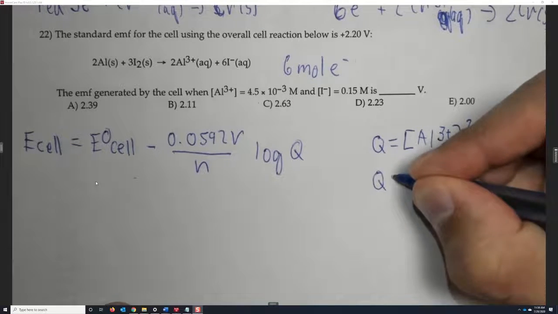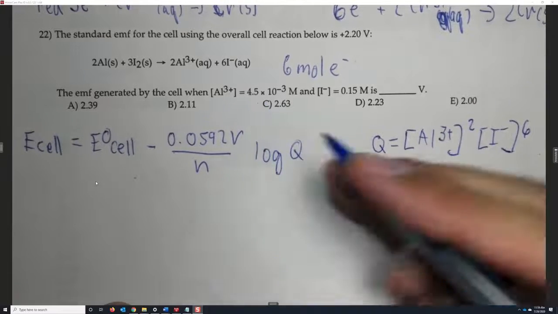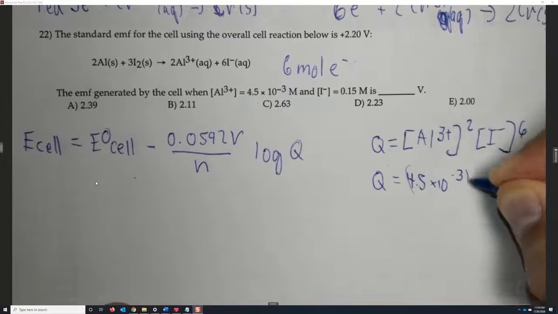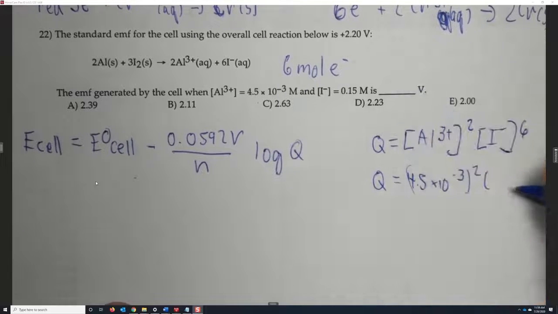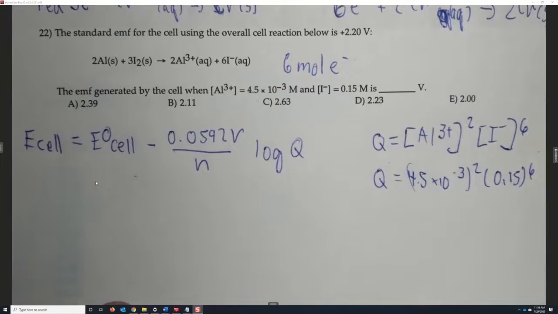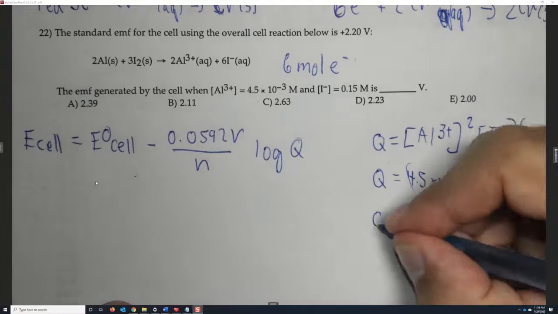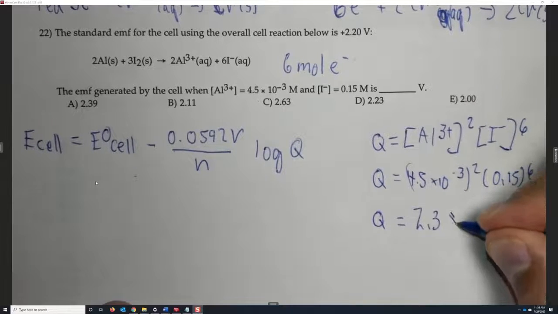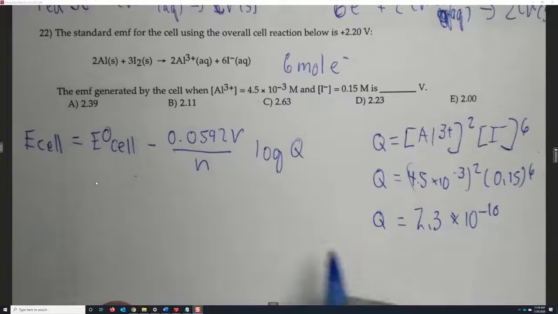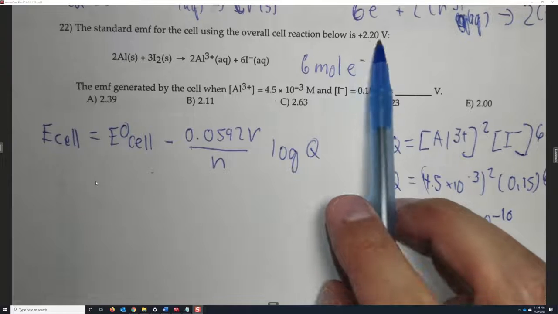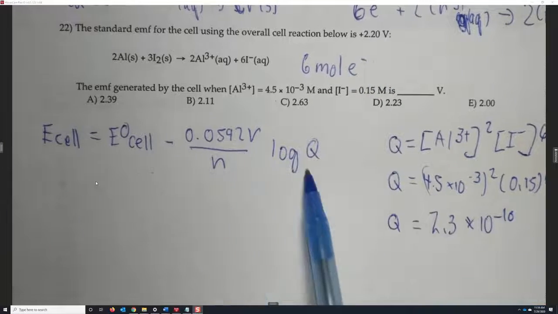So Q, in this case, for Al3+ is 4.5 times 10 to the minus 3 squared times 0.15 raised to the 6th power. And when you do that math, you find that Q for these current conditions is 2.3 times 10 to the minus 10. So that is going to go in here. So we're given the standard cell. We have this, and we have that. So now it's just a math problem.